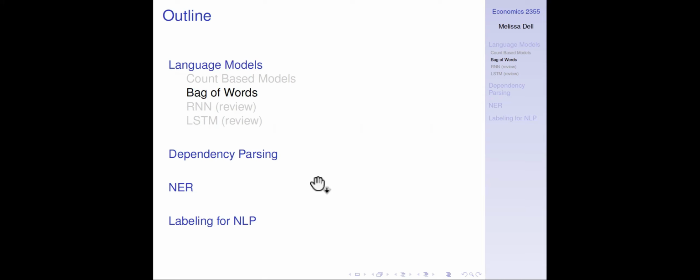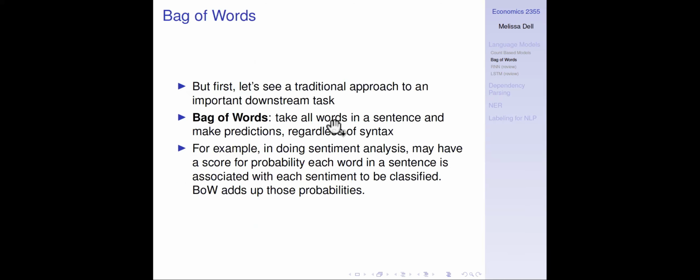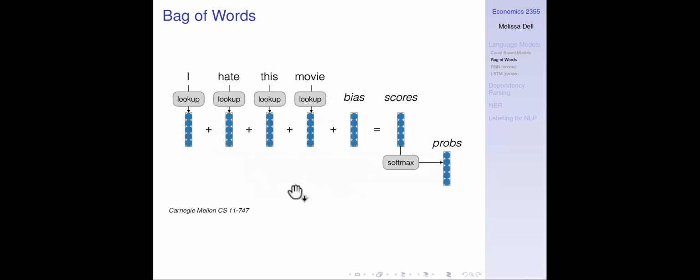Okay. So I also want to say a bit about how we would use this sort of approach for downstream tasks. So I'm going to talk about bag of words, which takes all words in a sentence and makes predictions just based on those words, regardless of the syntax. For example, in doing sentiment analysis, you may have a score for the probability each word in a sentence is associated with each sentiment to be classified. A bag of words just adds up those probabilities.